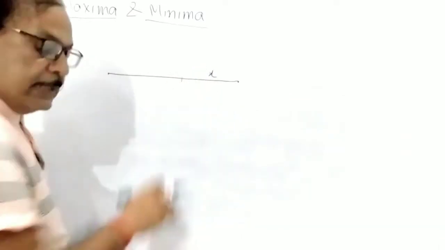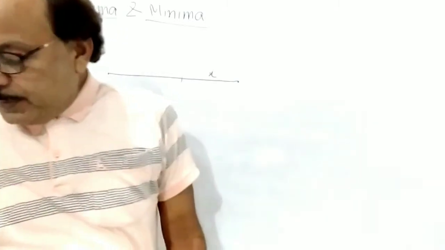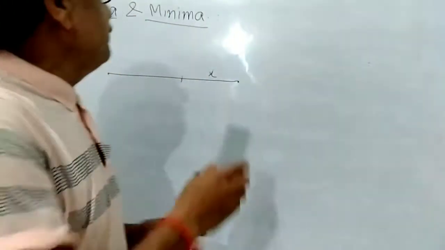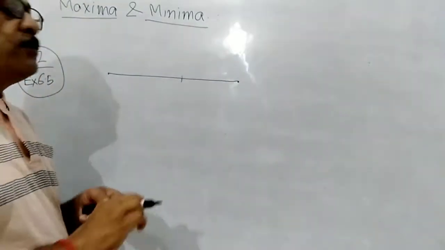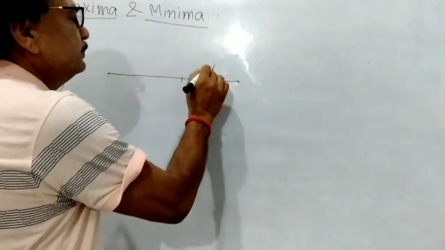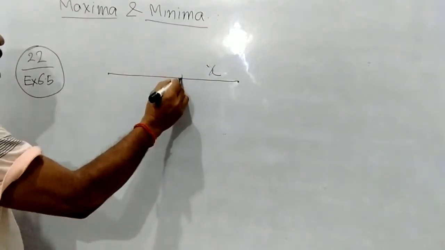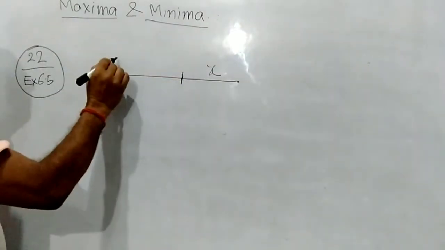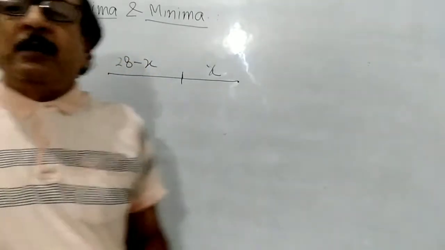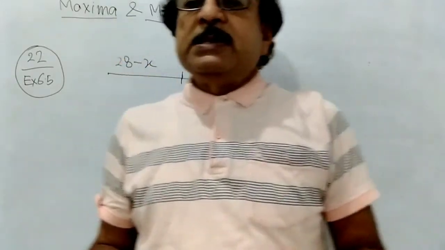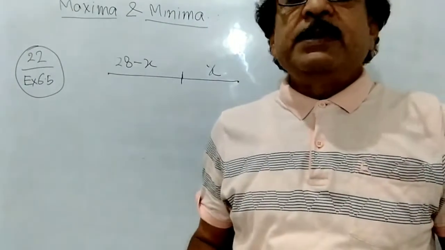So let one piece be X here at this point, and the other piece is 28 minus X. It is cut into two pieces. One piece is made into a square and the other piece is made into a circle.